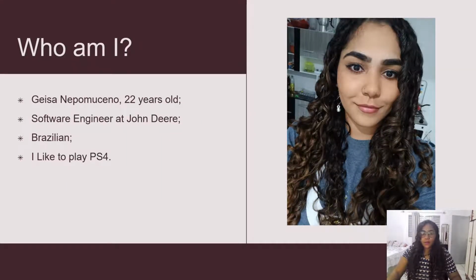Let's start with who am I, right? My name is Jason Nepomuceno. I'm 22 years old. I'm Brazilian. I work at John Deere in Brazil. I'm a software engineer there, and I like to play PS4 during my free time. And that's me.